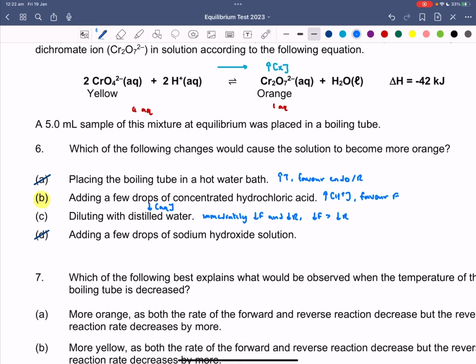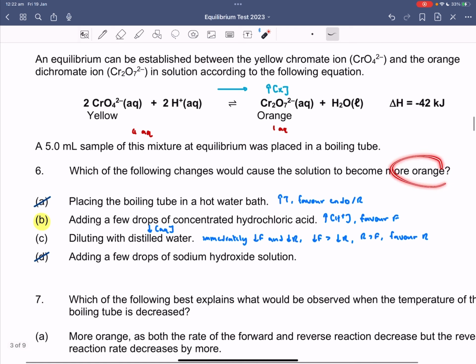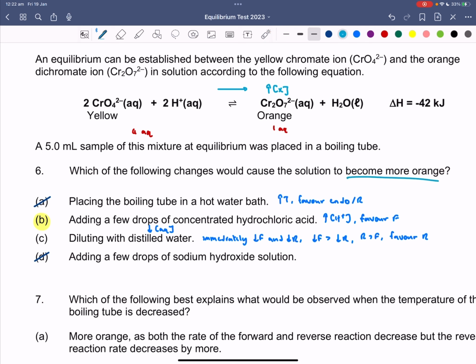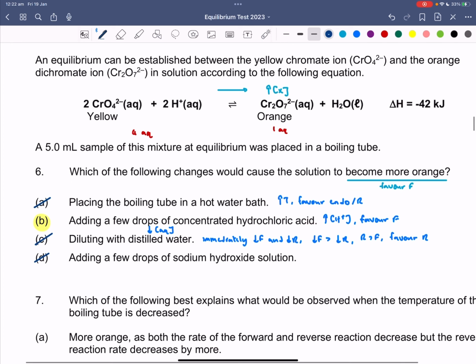And if the forward drops more than the reverse, that means the reverse is more than forward. Another way of saying reverse more than forward is favor the reverse reaction. And again, we don't want to favor the reverse reaction. This question wants it to become more orange. As soon as it said become more orange, we should have recognized it meant an increase in the concentration of Cr2O7 2-, aka favor the forward reaction. So the only one that favored the forward reaction was B.